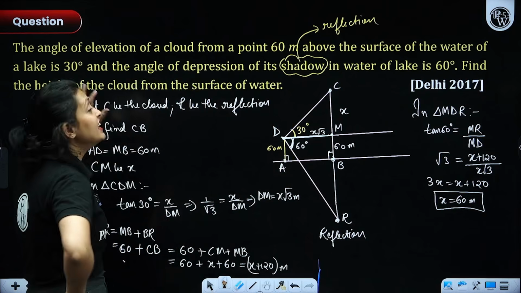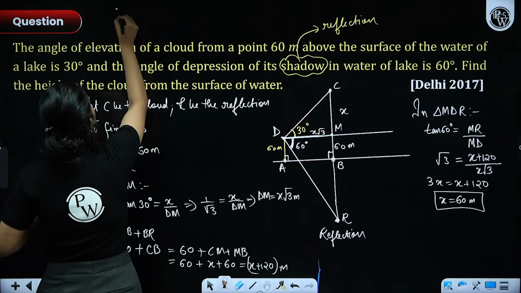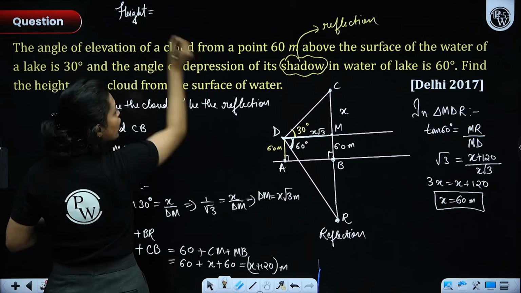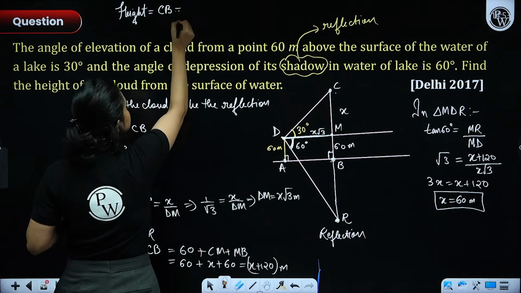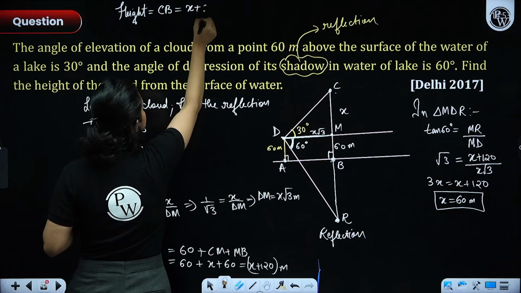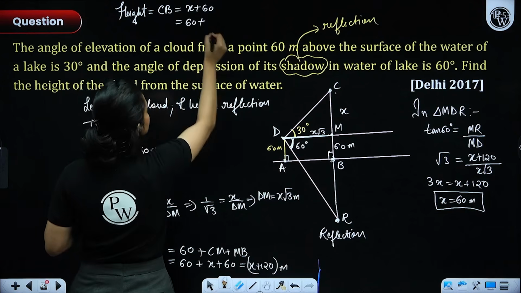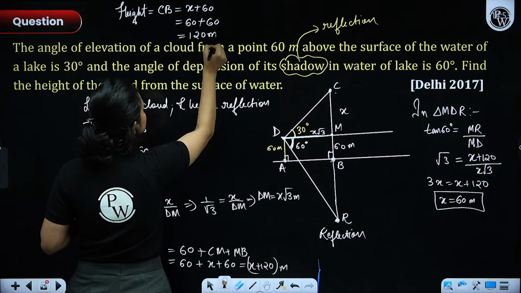Now, what did we need to find? We need to find the height of the cloud from the surface of the water, right? So, the required height of the cloud from the surface of the water is CB, right? So CB is equal to x plus 60. So x already came out to be 60 plus this additional 60. The final answer is 120 meters, people.